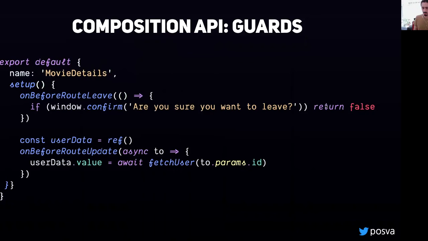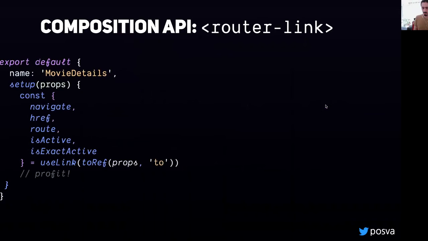Something interesting are the navigation guards. We now have on before route leave and on before route update inside of setup, so that's cool. And you can do the same because there are navigation guards. You can omit the two. You can use the next parameter if you want, but you have that flexibility. And then you have the use link, which I don't think a lot of people use, but it gives you pretty much the API that is used by a router link without having a component.